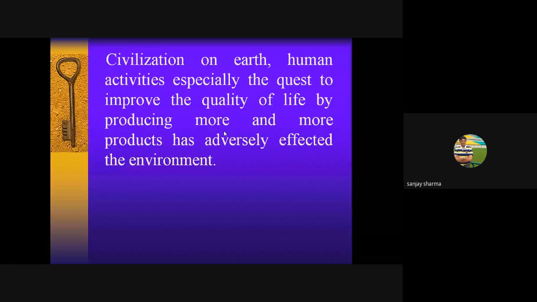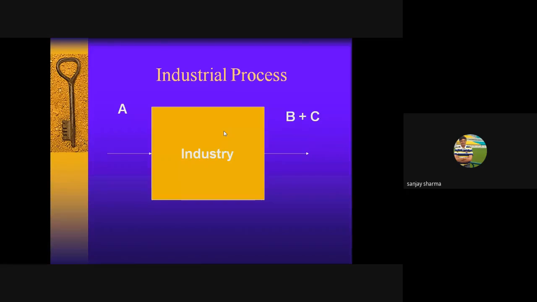So that is the basic motive. The civilization of Earth, human activities, especially the quest to improve the quality of life by producing more and more products, has already affected the environment, and we need to create a balance between our environment and economic activities. So here, in any process, something is being put in as an input. Then in the industry, some processing takes place. You are getting a product B plus C. B is a useful product, C is a waste product. So our focus here is how to reduce this C.